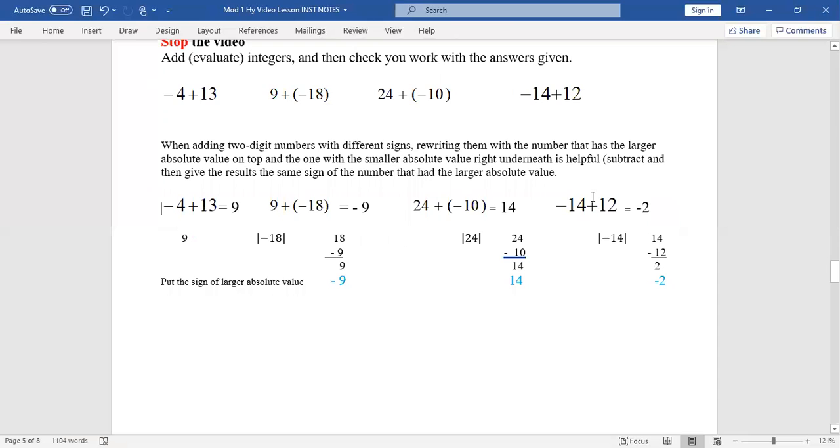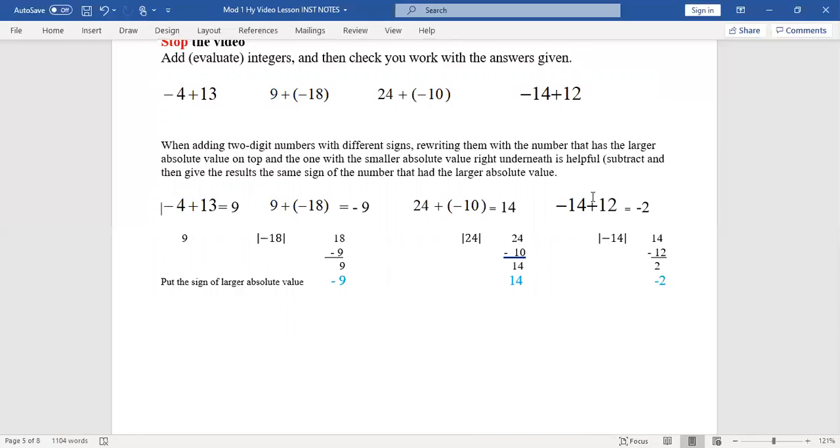So how did you do? -4 plus 13 gives me a positive 9 because I had more positives than I did negatives. Positive 9 plus negative 18 equals -9 because I had more negatives than I did positives. Different signs, I subtracted. 24 plus -10, again, different signs, so I subtract, but I have more positives, so my answer is going to be positive 14.